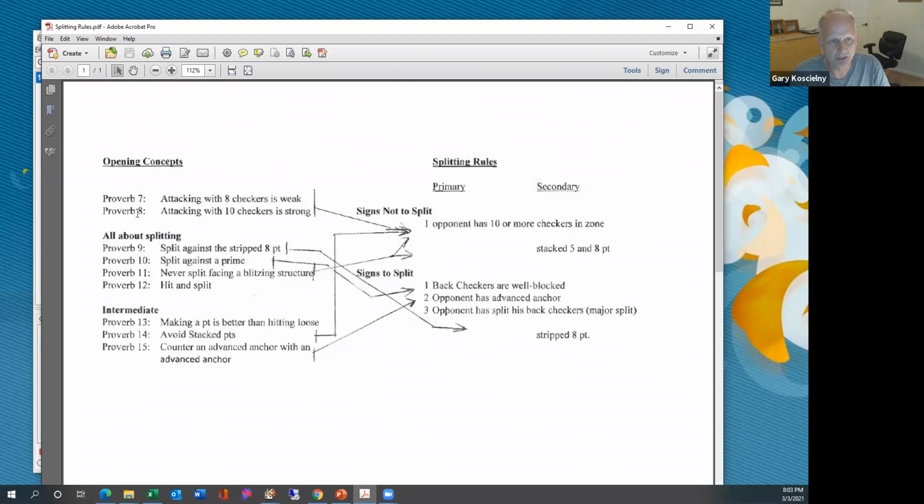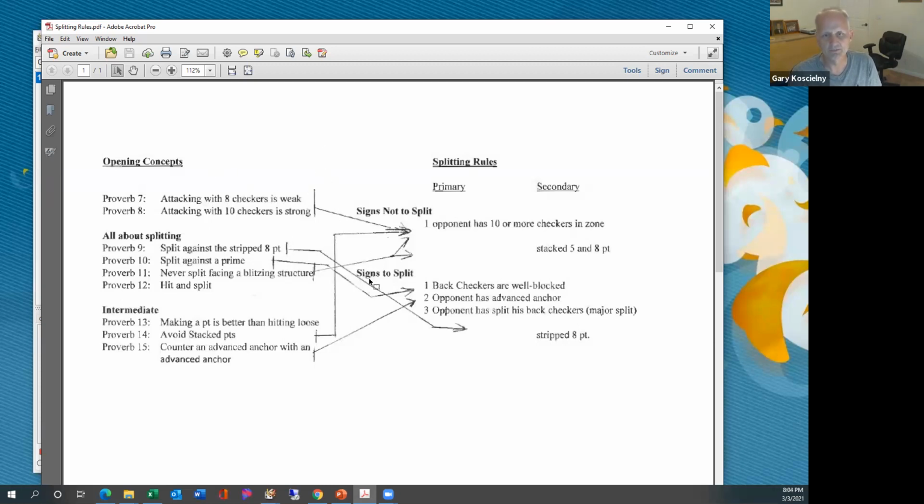And we looked at Proverbs 7 and 8, attacking with 8 checkers weak, 10 checkers is strong, in the context of tiger play. However, these concepts apply to different areas as well. And now we're going to look at splitting, and how these ideas apply to splitting. In fact, everything we look at today is going to focus on splitting. There are some ideas that don't apply to more than just splitting, so we'll take a brief look at those. But I really want to focus mostly on splitting.